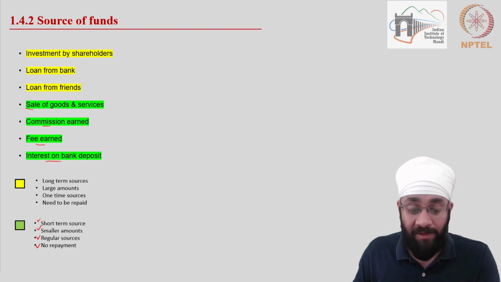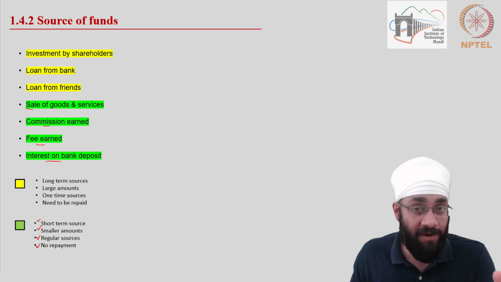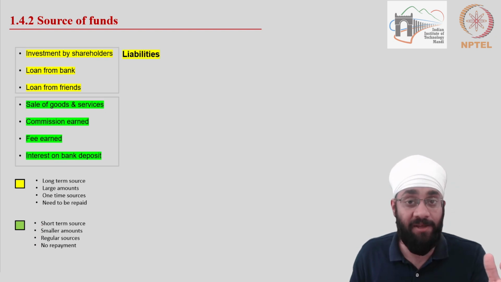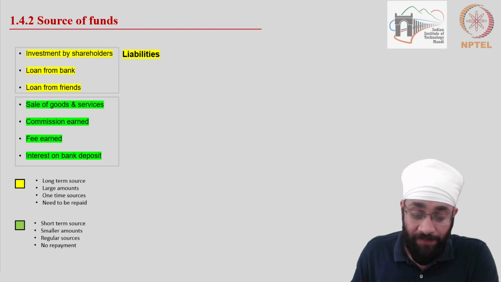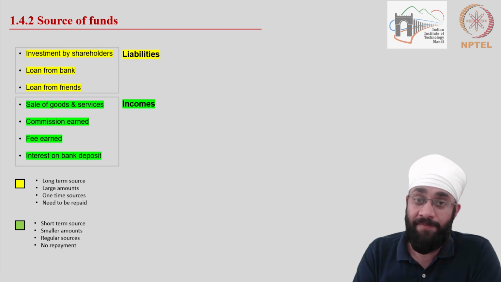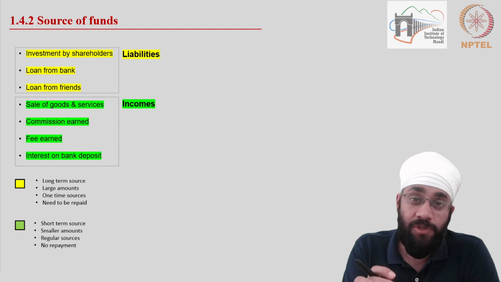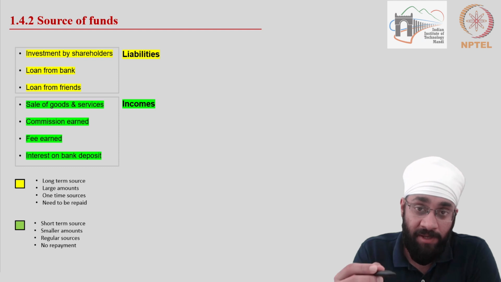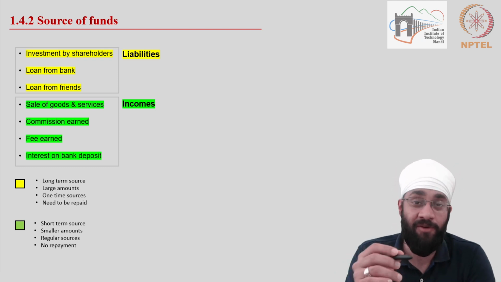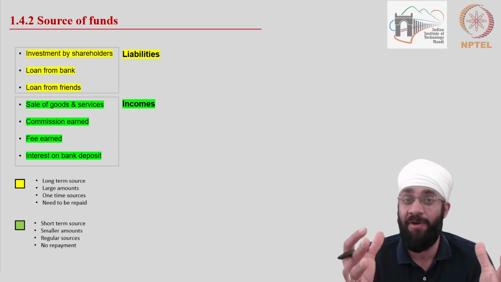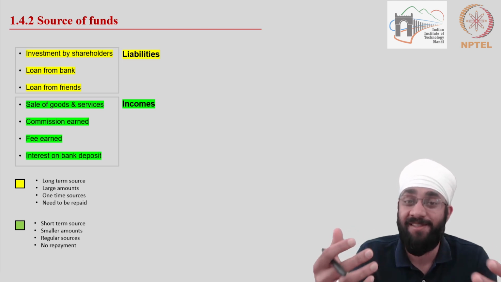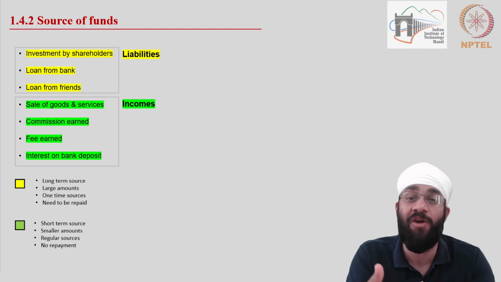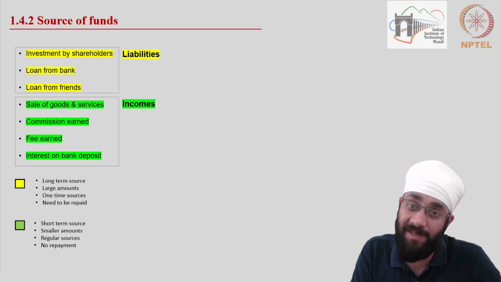Now, can we give names to these two categories of funds? And when we do that, the first category is called liability, and the second category is called income. Okay, the money comes into the business from two sources. One is liability, second is income. And suddenly all of you are thinking, hey, liability means you have to pay it back. Yes, you have to pay it back, but you have to pay it back because you got that money into the business in the first place.